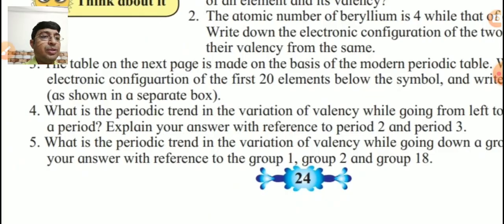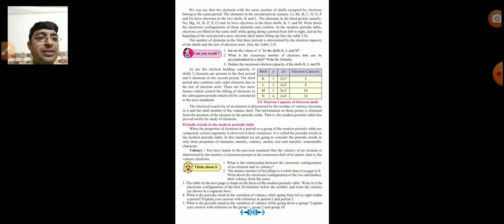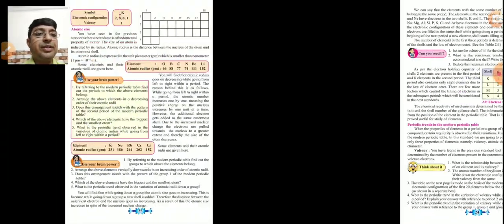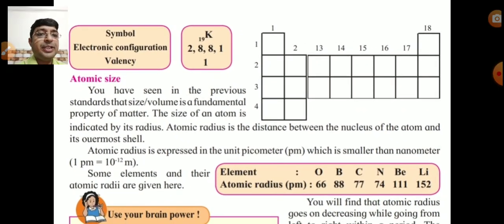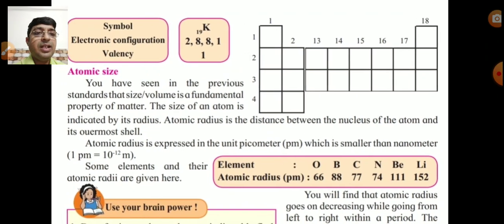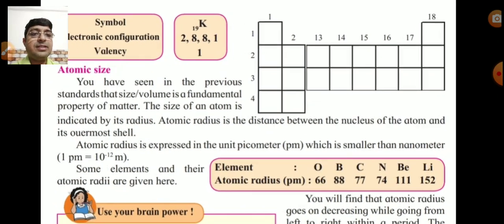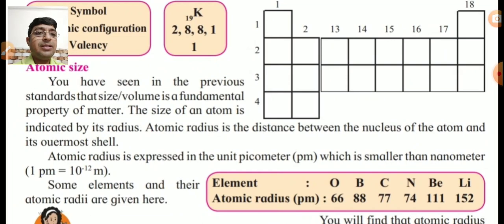Okay, all 5 questions are over here. Now next page, number 25. The second periodic trend we learn is the atomic size. You have seen in the previous standard that size or volume is the fundamental, that is the basic property of matter. The size of an atom is indicated by its radius. So the definition of atomic radius is given here.